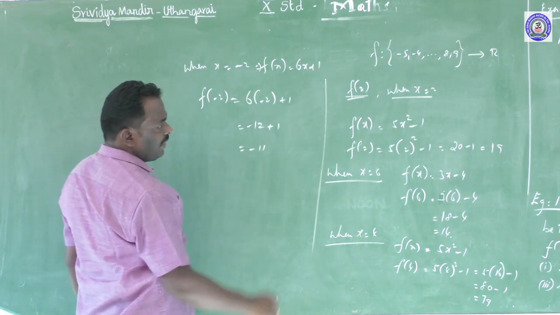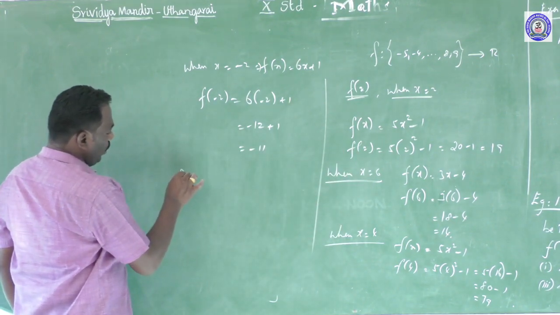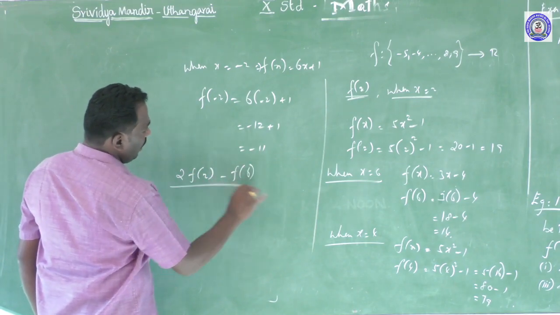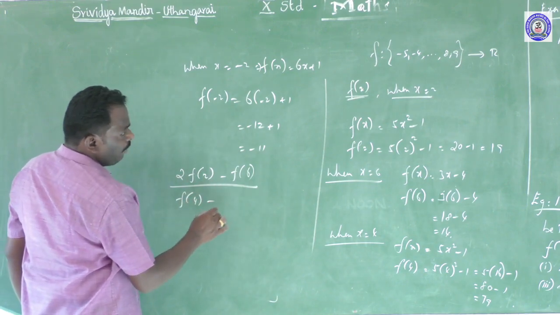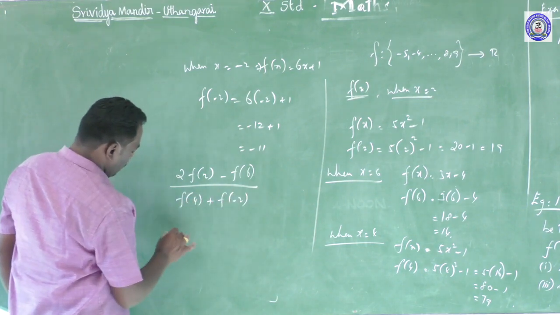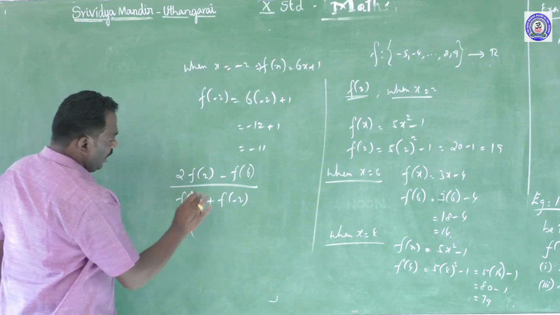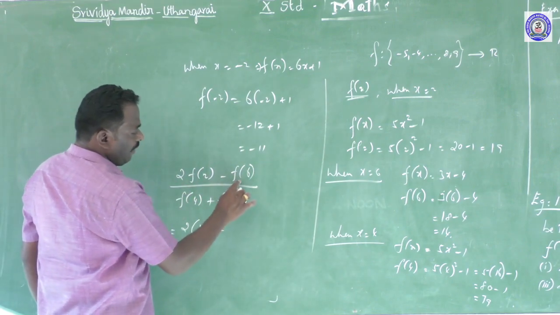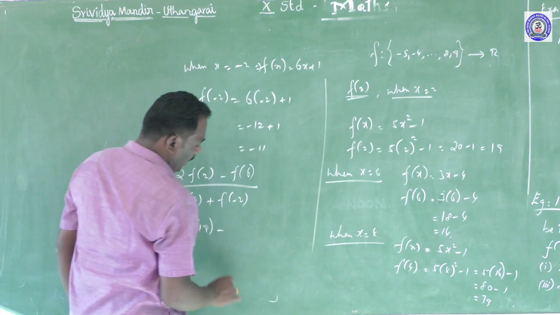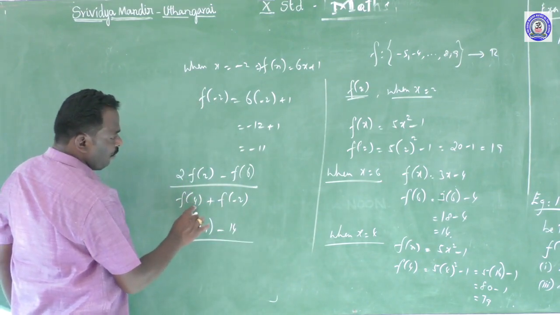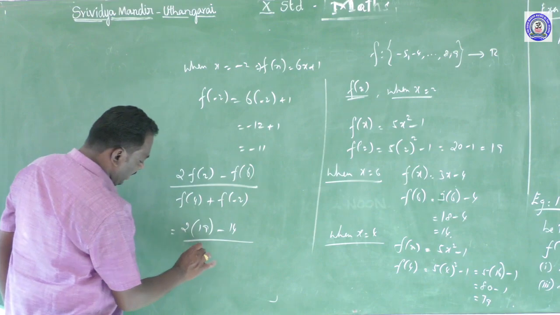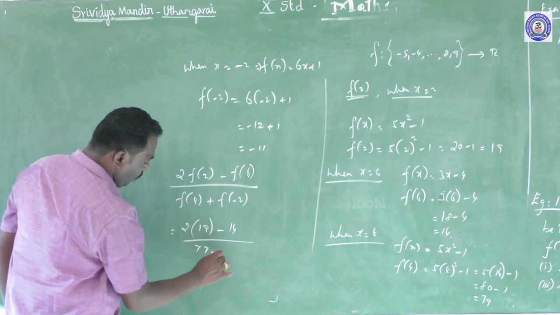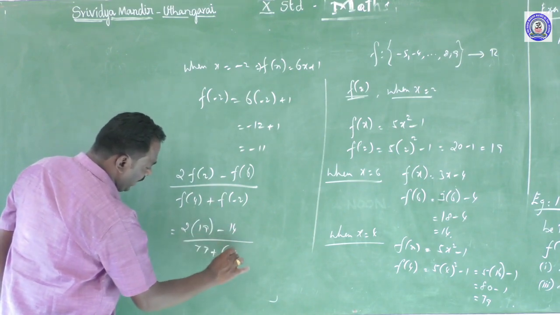So now we have obtained all the function values. What we want to find? 2 into f of 2 minus f of 6 by f of 4 plus f of minus 2. Just substitute the function values. 2 into f of 2, that is the first one. F of 2 function value equal to what? 19 minus f of 6. F of 6 function value equal to what? It is 14. Then by f of 4, function value equal to 79. Then f of minus 2 function value equal to minus 11.